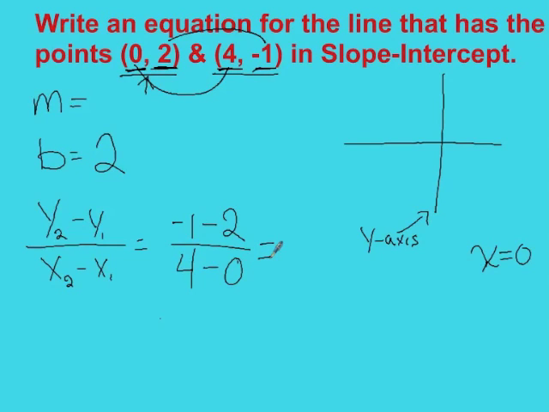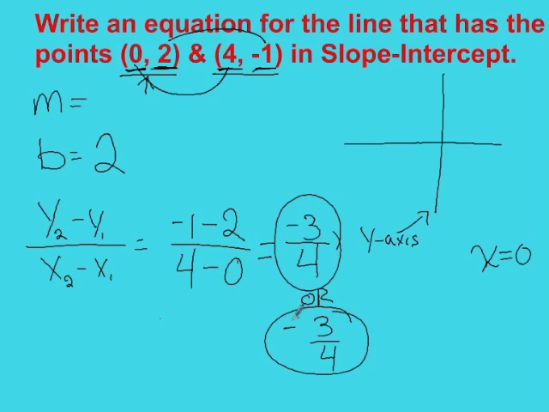And what that gives me, -1 minus 2 will be -3. 4 minus 0, self-explanatory again, 4 minus 0, of course, is 4. So our slope is -3 over 4, or how we look at our slopes, -3/4. We're looking at the whole slope being negative. So m equals -3/4.